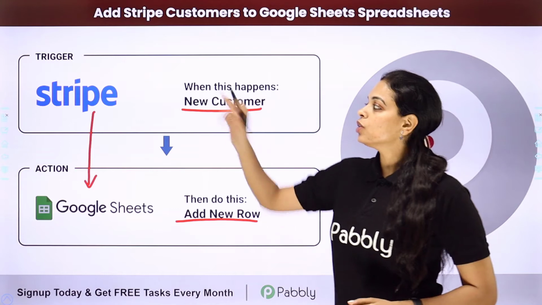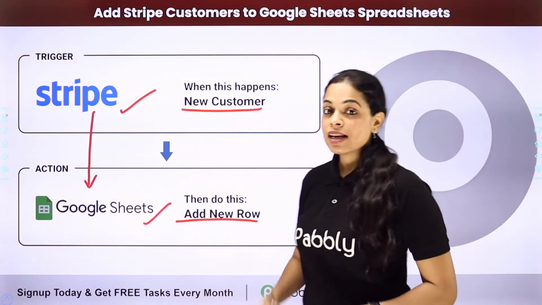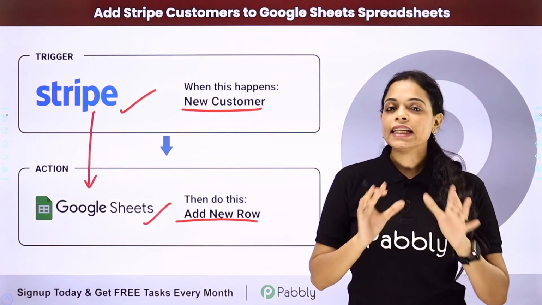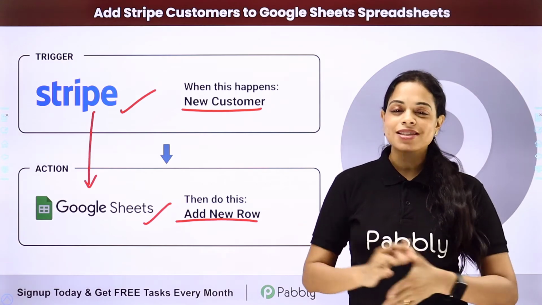So here, your trigger application will be Stripe and your action application will be Google Sheets. Now, how can you do this yourself? Integrate and automate this entire process. To understand that, let me take you to my screen.